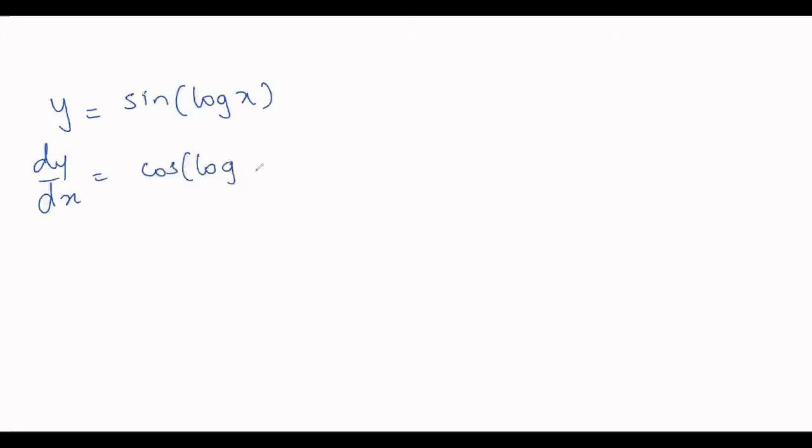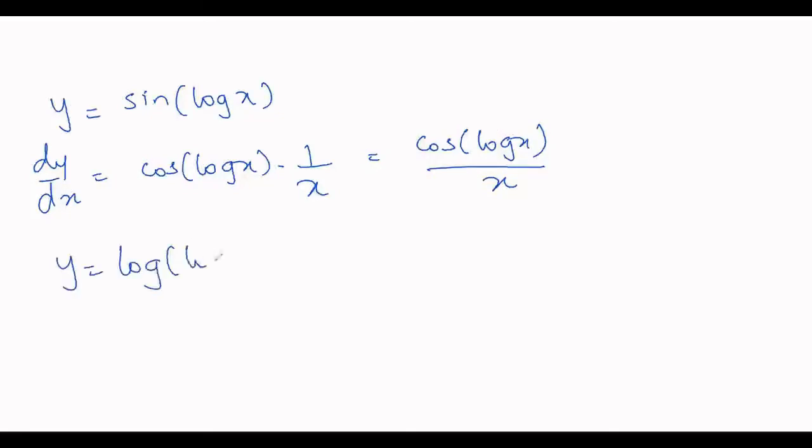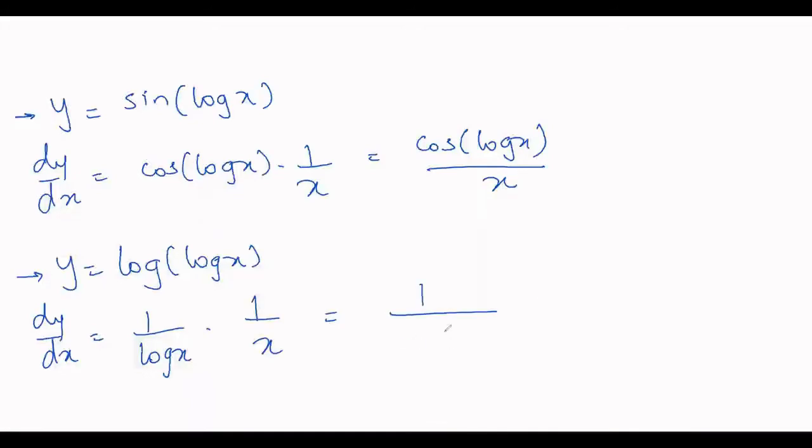Next question, y is equal to sine of log x. So dy by dx is equal to differential of sine is cos, the cos of log x, into differential of log x is 1 by x. That's my answer, cos of log x divided by x. Next question, y is equal to log of log x. So dy by dx is equal to differential of log is 1 by x, so 1 by log x into differential of log x, which is 1 by x. So I'll write my final answer in this form, 1 by x log x.